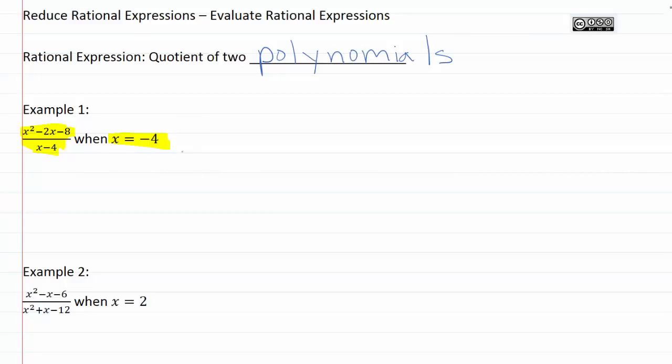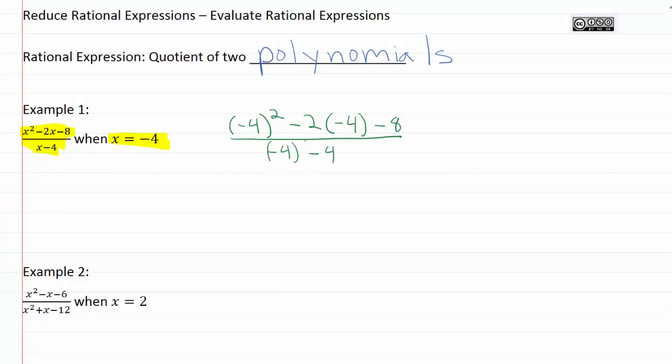So, for evaluating, remember we want to go ahead and just plug in this value for x. Everywhere we see an x, we want to replace it with a negative 4 in parentheses. The parentheses are going to help us keep track of our order of operations. So, I should be getting something that looks like this. Negative 4 squared minus 2 times negative 4 minus 8 over negative 4 minus 4.